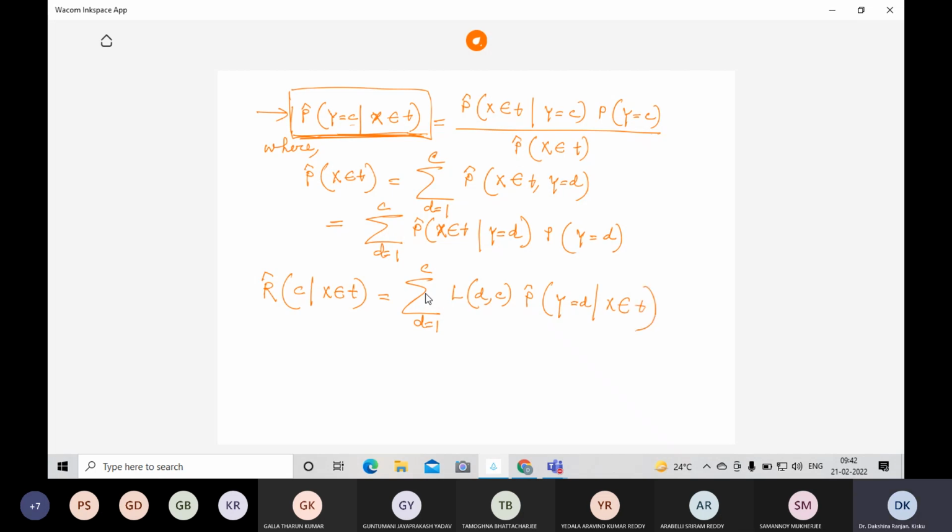Okay, so we can write this. Summation over, this is the L of DC, the loss function, which is multiplied with the posterior probability, and this will give us the risk of this classification decision. Here we try to minimize the function so that we can get the minimum risk, and that will also determine the optimal value for this classification decision.